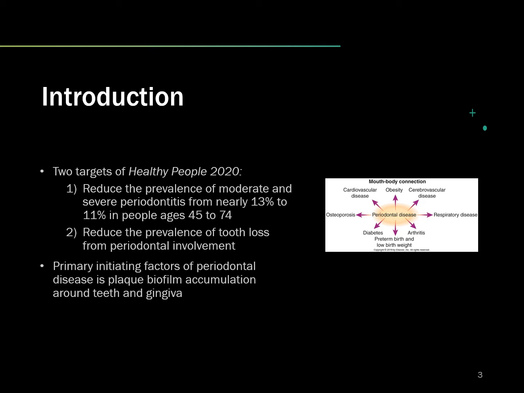Healthy People 2020 wanted to reduce the prevalence of moderate and severe periodontitis from nearly 13% to 11%, and this is only in people between 45 to 74. And they wanted to reduce the prevalence of tooth loss from periodontal involvement. The primary initiating factor of periodontal disease is, of course, plaque biofilm accumulation around teeth and gingiva. So it has a slightly different etiology, right?